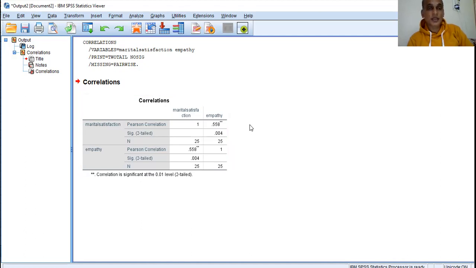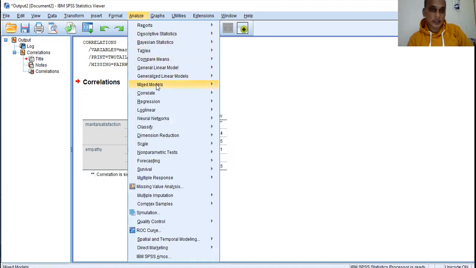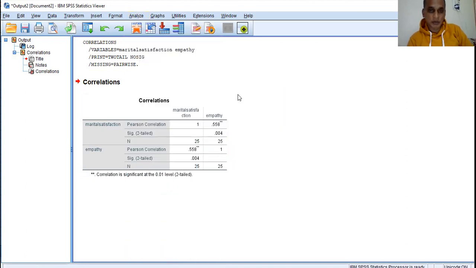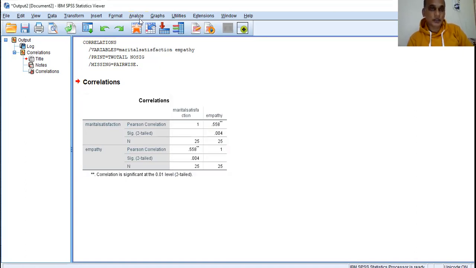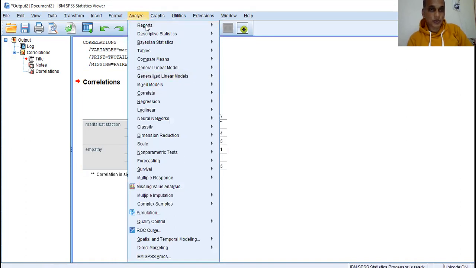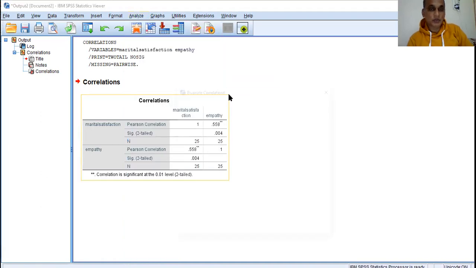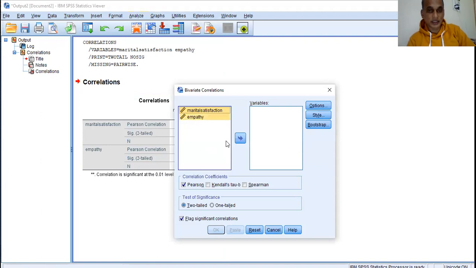Just to make you understand the things better and how we are conducting correlation, we can go for this analysis once again. For that, I'll go to Analyze, I'll go to Correlate, and this time I'll reset the things, so afresh, we are starting from the very start. We are going to Analyze, Correlate, Bivariate. Click on Bivariate. You have the two variables coming up. Move these variables to the central box.